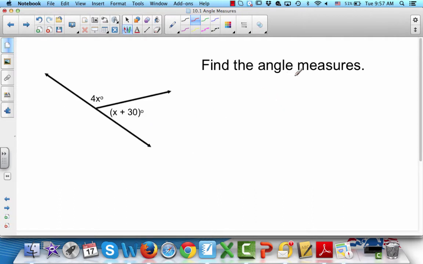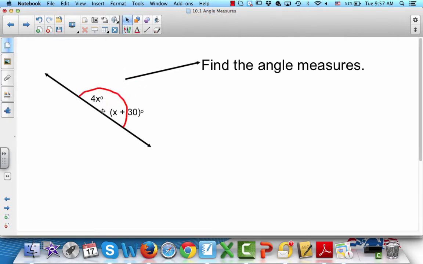Find the angle measures. Now look, you know that this angle plus this angle equals 180 degrees. How do you know that? Because this angle is a straight angle. Remember, a straight angle forms a line? See, this is a line right here. So this is 180 degrees. So if I put that back there now, we have two angles that add up to 180 degrees. That makes them supplementary angles.